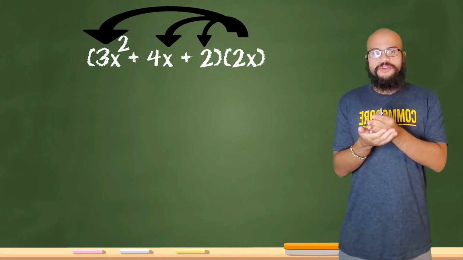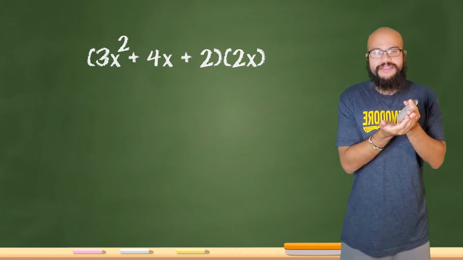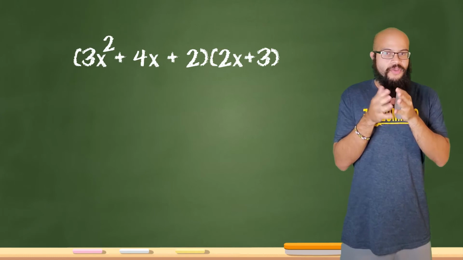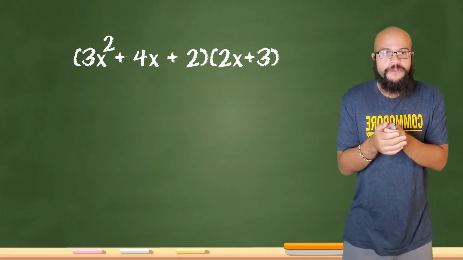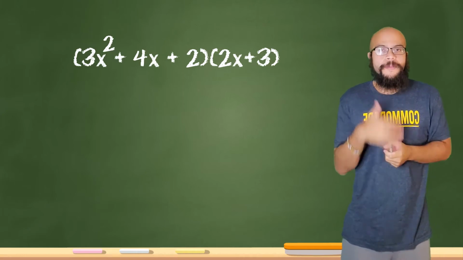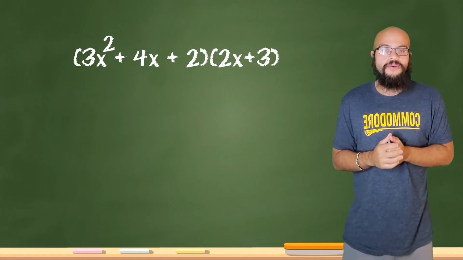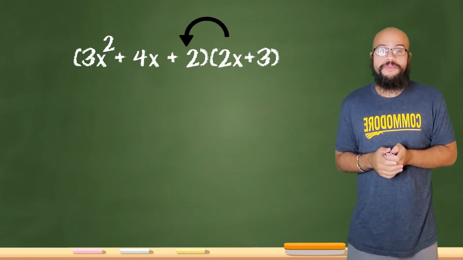Well, the same thing is true when you change the monomial, which is the 2x, to a binomial, making it 2x plus 3. The only difference is you need to distribute that 2x, like you're used to doing, to every single term. But then you go back and also distribute the 3 to every single term. So let me show you what this looks like. First, I'm going to distribute the 2x.